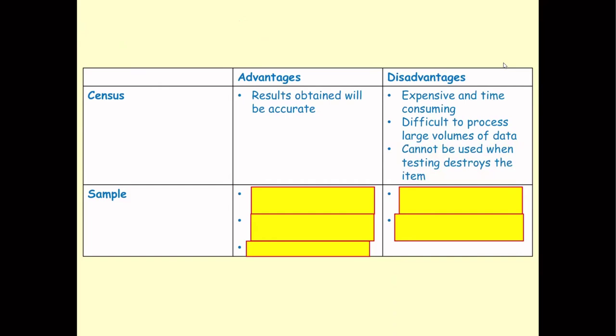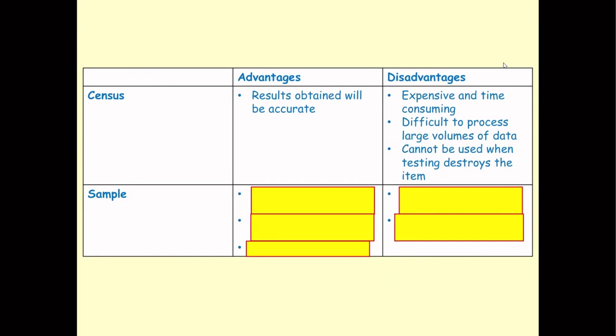It also cannot be used when testing destroys the item. So what that means is, if we're testing the life of batteries, we are using the battery until it dies to test how long it was working for. If we do that with every single battery that a factory produces, there'll be no more batteries to sell. So we cannot use a census in that instance. So we have to use a sample.